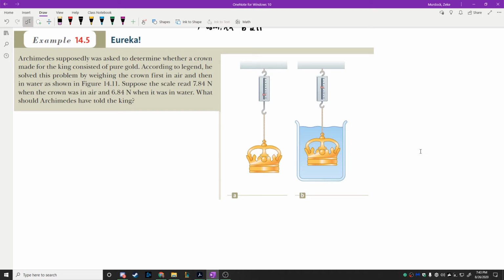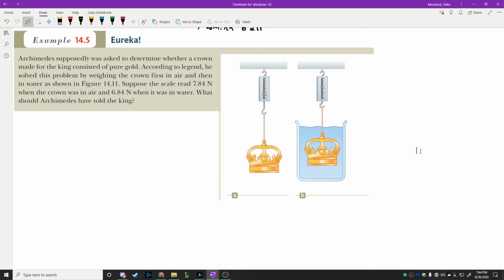So, Archimedes was a Greek mathematician and scientist. I don't know if the word scientist existed back then. Maybe it did. He was certainly a mathematician. And he was supposedly asked to determine whether a crown made for the king consisted of pure gold. Okay, so the story behind this goes something like this.